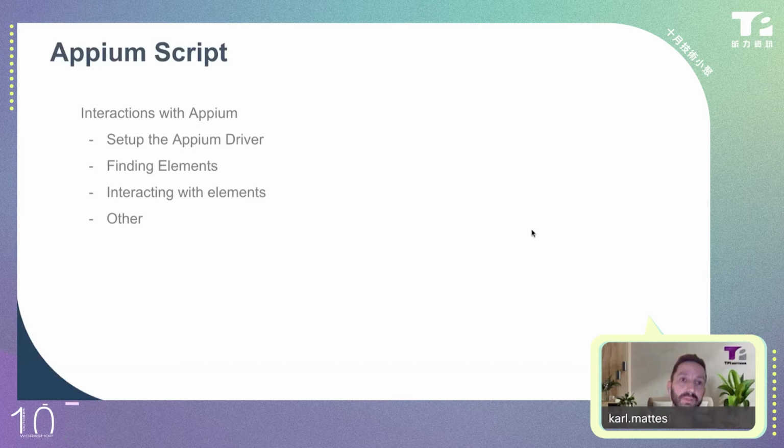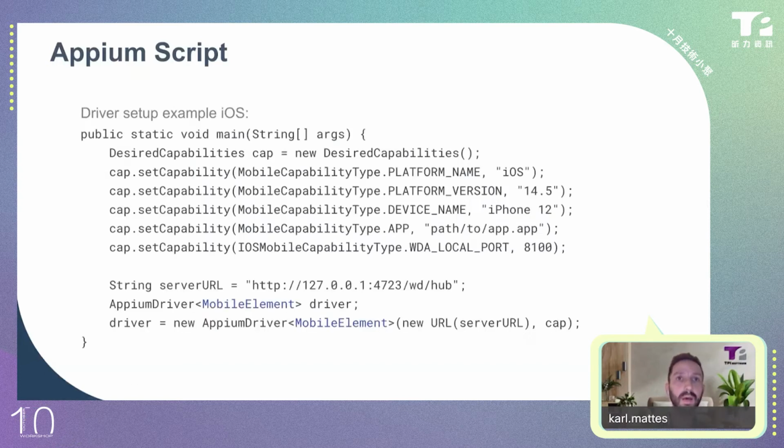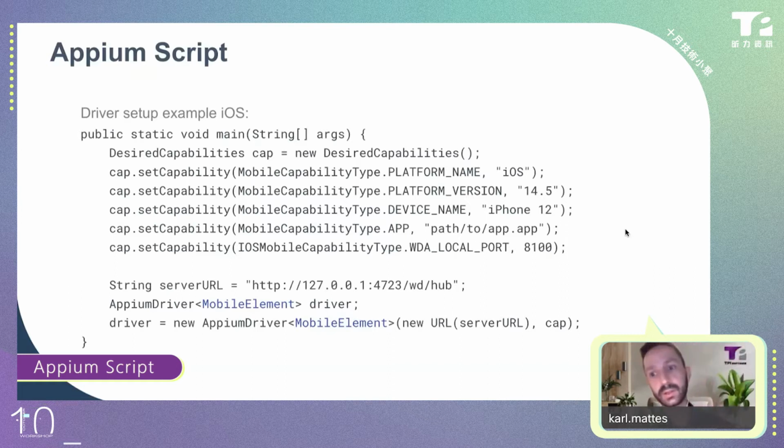So the first thing we need to do is set up the driver. I have an iOS example here. So here we can see if we write our code in Java, a very basic example. Maybe we have a class with a main method. And here we will set up our driver. All we need to do for that is to create a desired capabilities object and then provide it with all the information needed for our driver.